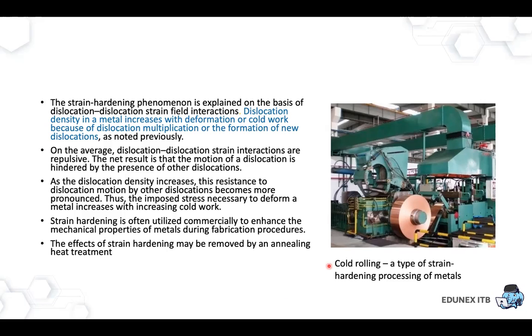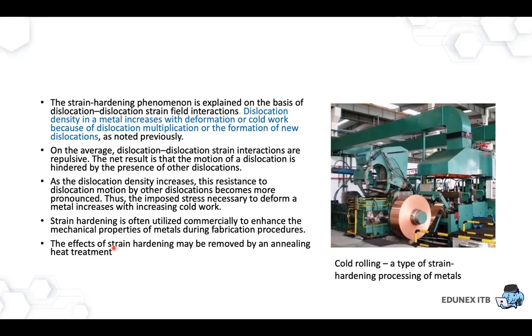However, this is typical in the manufacturing process. It's called cold rolling, a type of strain hardening processing of metal. Okay, so here I think strain hardening is often utilized commercially to enhance the mechanical properties of metal during the fabrication procedure.